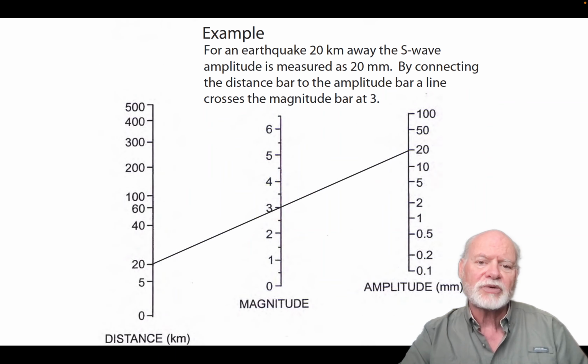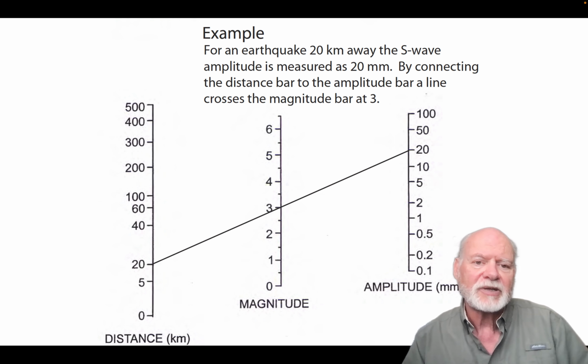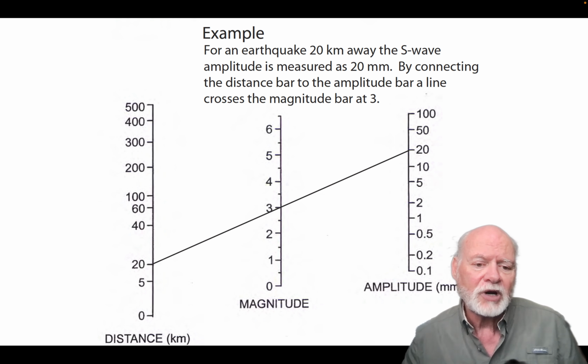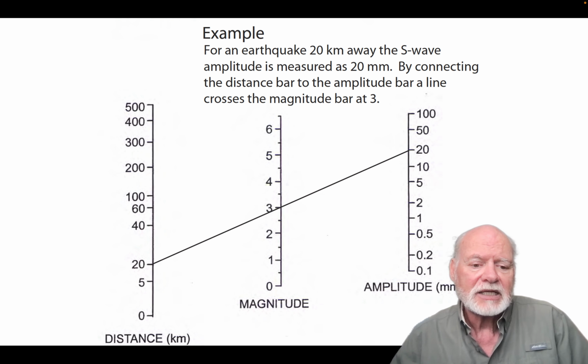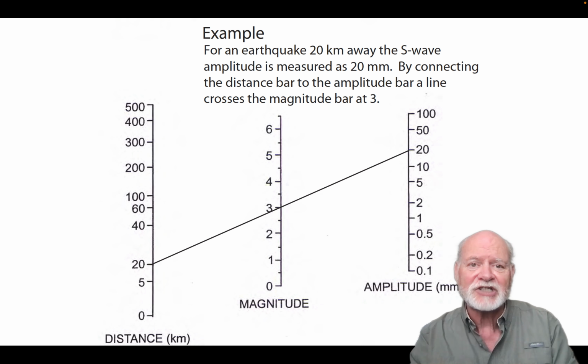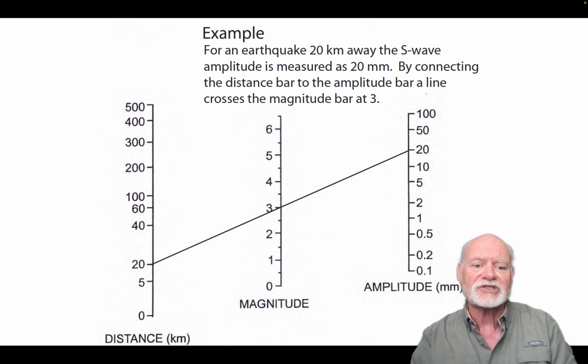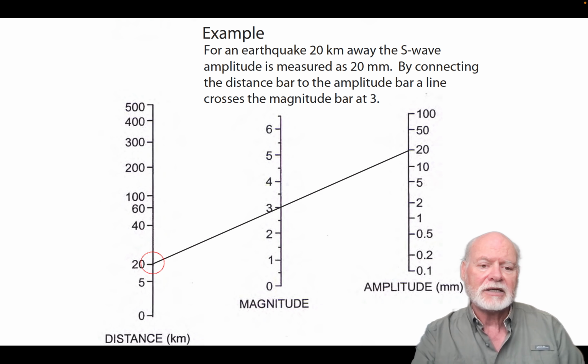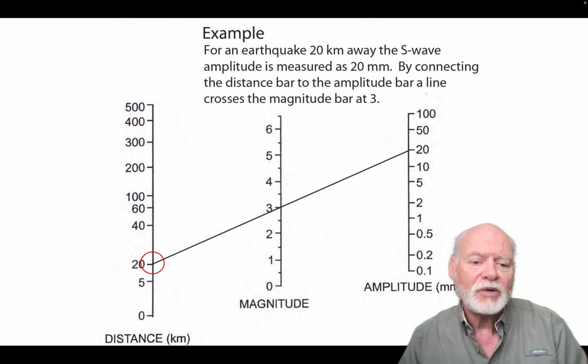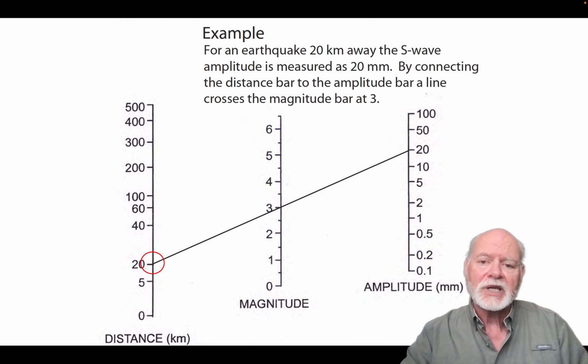But once we work with a nomogram, we can do something like this. So here's an example. We figure out from our seismogram that the distance to the focus of an earthquake is 20 kilometers. How do we know that? That's the S minus P interval converted from the travel time curves to figure out focal distance. So it's 20 kilometers away, and what we do then is we mark the 20 kilometers.